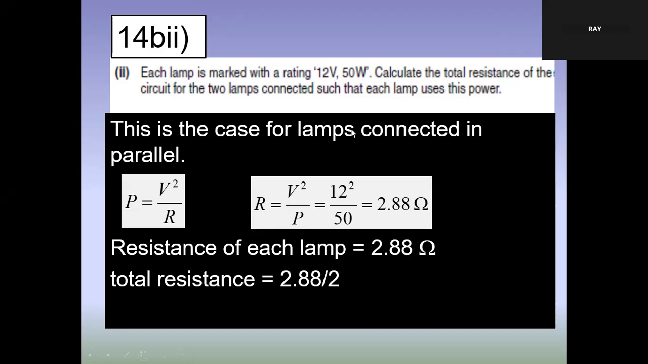So this is a parallel circuit, not a series circuit. Right? So for the total resistance, they are in parallel and identical, so you divide by 2. This is the resistance of each lamp. They are in parallel, so you divide by 2.